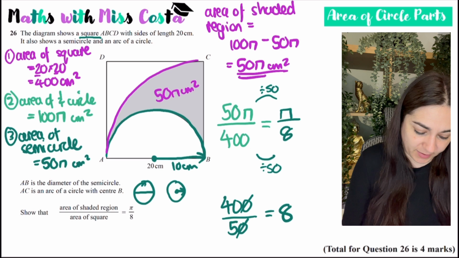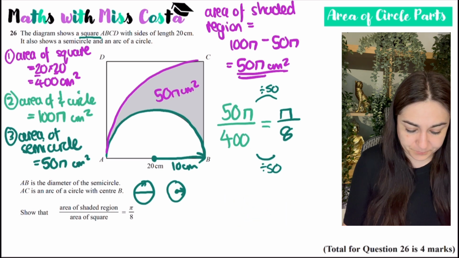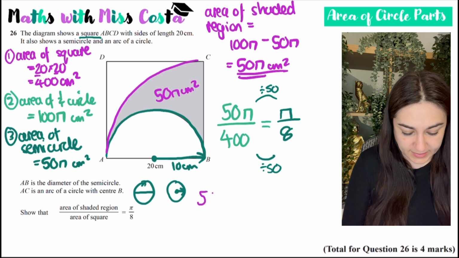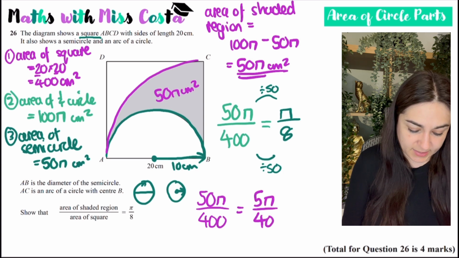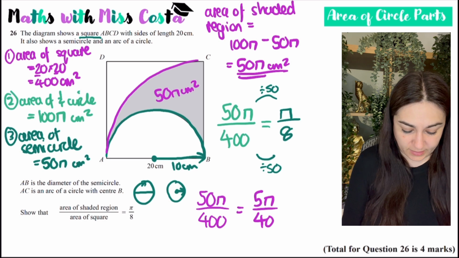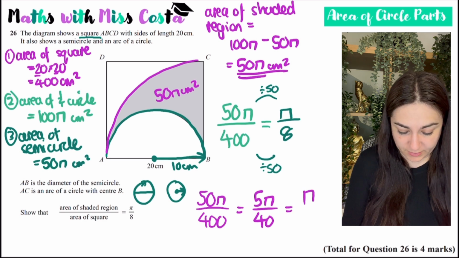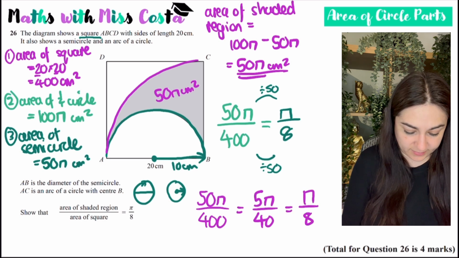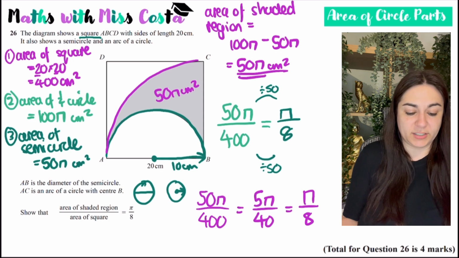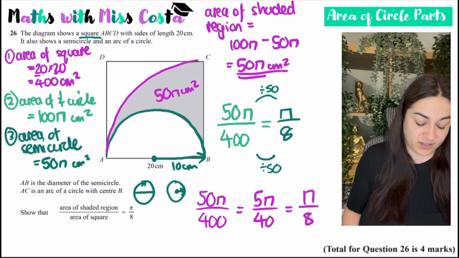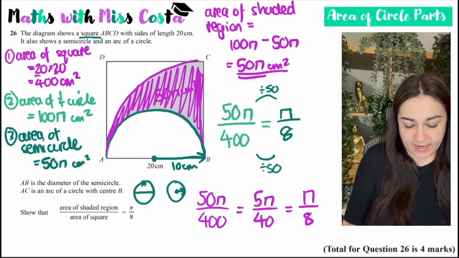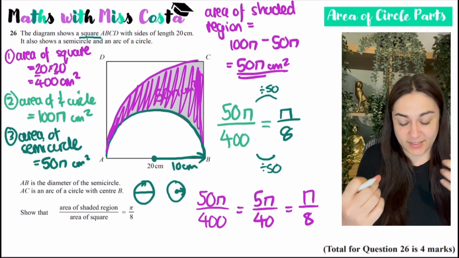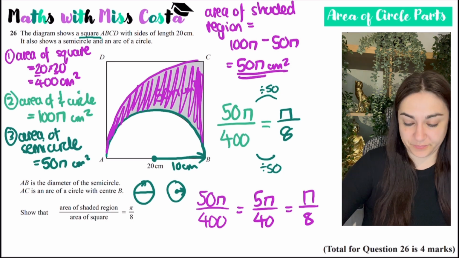So if you divided by 10 first, let's say 50 pi over 400, let's divide by 10, you would have ended up with 5 pi over 40, and then 5 divide by 5, so you would have ended up with pi over 8. So that's how you show that. This was a tricky question, especially the shaded part, but it's about realizing that, okay, this is a quarter of a circle and you're subtracting the semicircle from it.